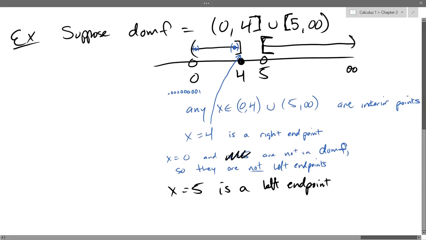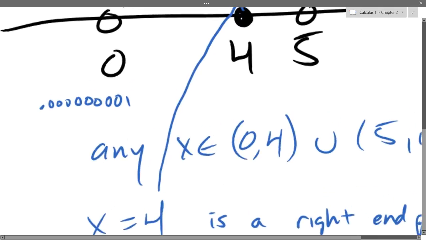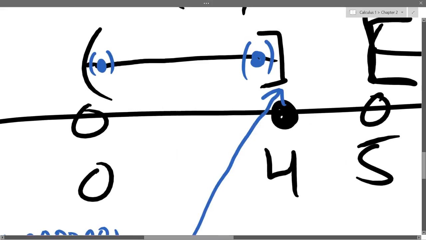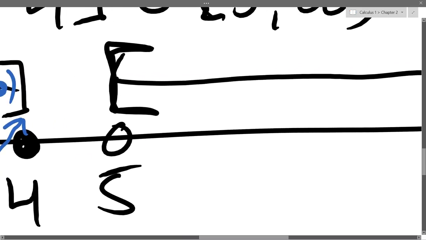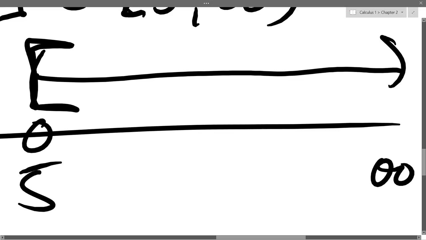Now it's a little strange because 4 is to the left of 5, but 5's a left endpoint, 4's a right endpoint. It's with respect to the interval it's in. So you want to think about 4, don't look at 5, just think about this interval right here. So x equals 4 is the right end of the interval. If I just look at this interval, x equals 5 is at the left end of that interval. So that's the left endpoint. And then every other point is called interior.